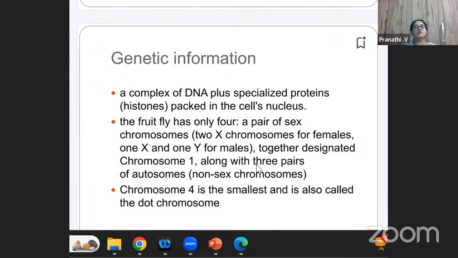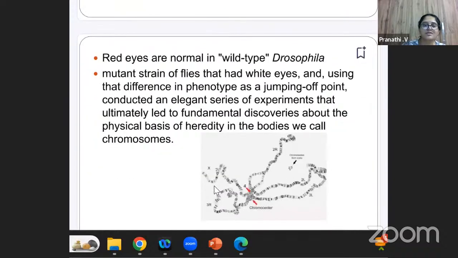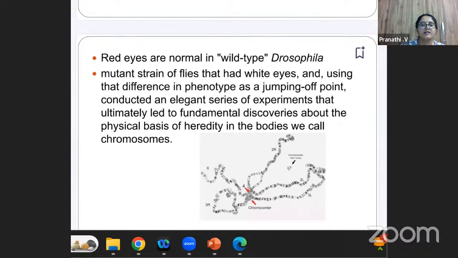And over here, you have only 4 pairs of chromosomes. So, two X chromosomes, or one X and one Y for the male, along with chromosome 1, and then you have 3 pairs of autosomes, so 4 chromosome pairs. The fourth chromosome is the smallest and is called the dot chromosome. So with 4 chromosomes, you can easily understand it, and you can do genetic mapping and understand the fruit fly.